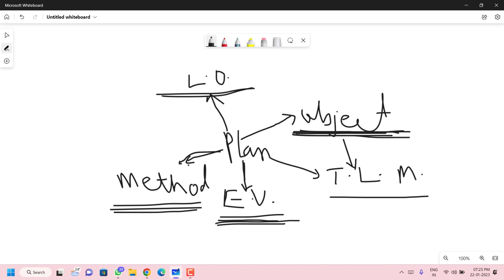Like, one of the methods may be engaging the learner in collaborative learning or cooperative learning. But this is also a fact that if I am engaging the learner in collaborative learning, the objective should also be aligned with the outcome of collaborative learning. And when I am talking about the TLM, the TLM should also be in tune with the requirement of collaborative learning. And evaluation should also be in tune with collaborative learning.